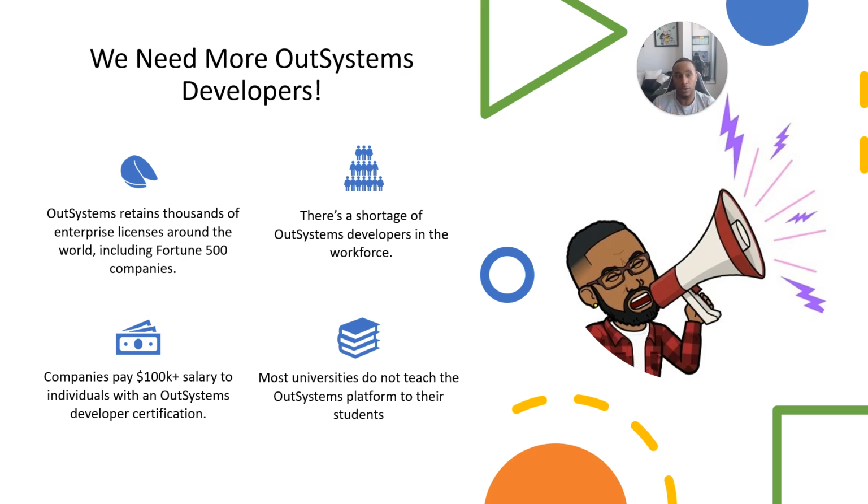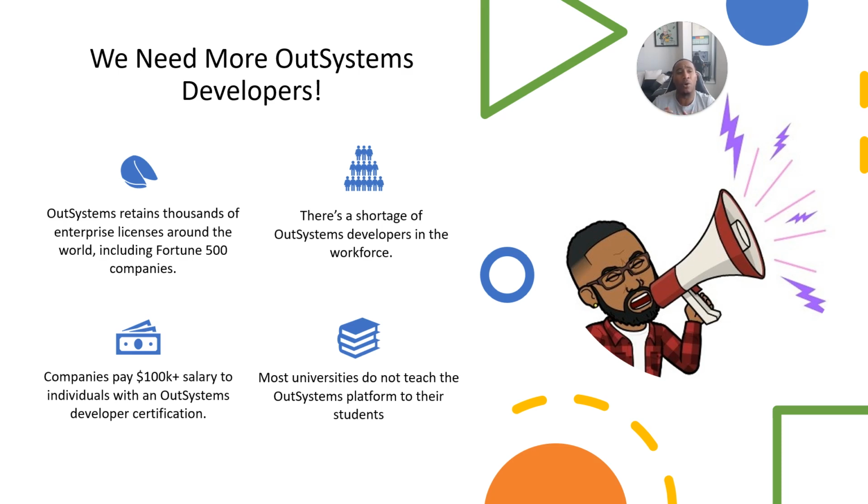and that's where you would come in. If you learn this skill, you would be able to easily come in and fill the role for these companies that pay 100K plus salaries to individuals with an OutSystems developer certification. So you would learn the skill, you would get certified online, and then just like that, you'd be ready to go, as far as working for a company that has an OutSystems license that's looking for an OutSystems developer.